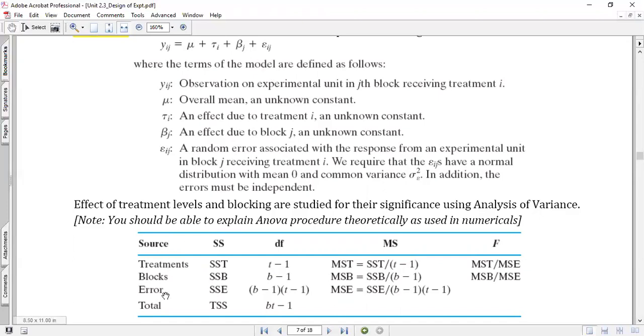So the treatment versus error, you will compare it here, MST versus MSE, and for the block, MSB versus MSE, that is block versus error. So error goes to the denominator. If this value is more than the critical value, it is significant. If this value is less than the critical value, it is insignificant. Based on this, we will identify whether the effect of the treatment is significant, and whether the effect of the block is important. Ideally, our treatment should be effective for us, that is significant for us.